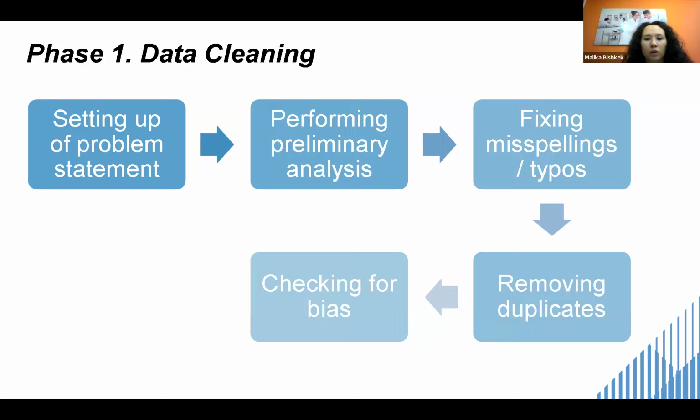So we have to find what's wrong with the raw data. Maybe there are some missing values, maybe there are duplicates, maybe there are inconsistencies. And then we will perform a preliminary analysis. So we will examine the data, understand its structure, quality, and the nature of any issue presented.